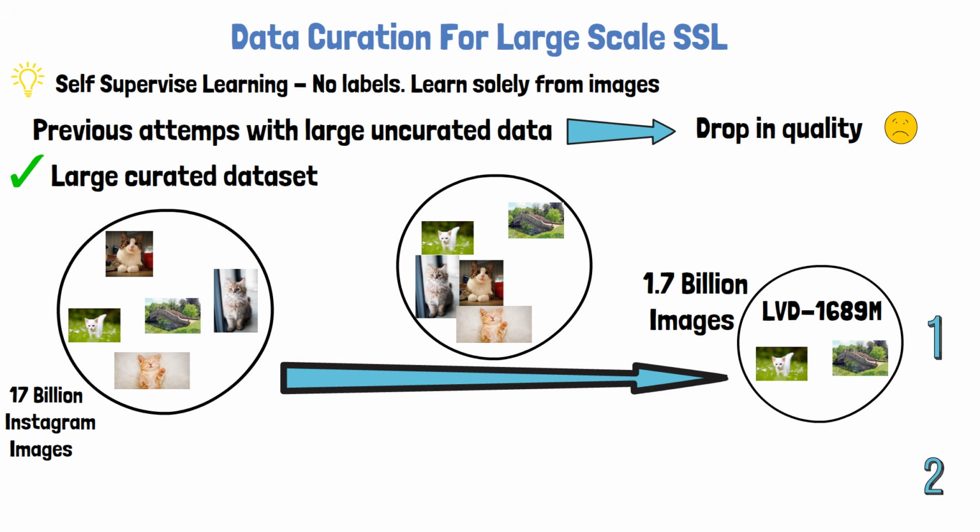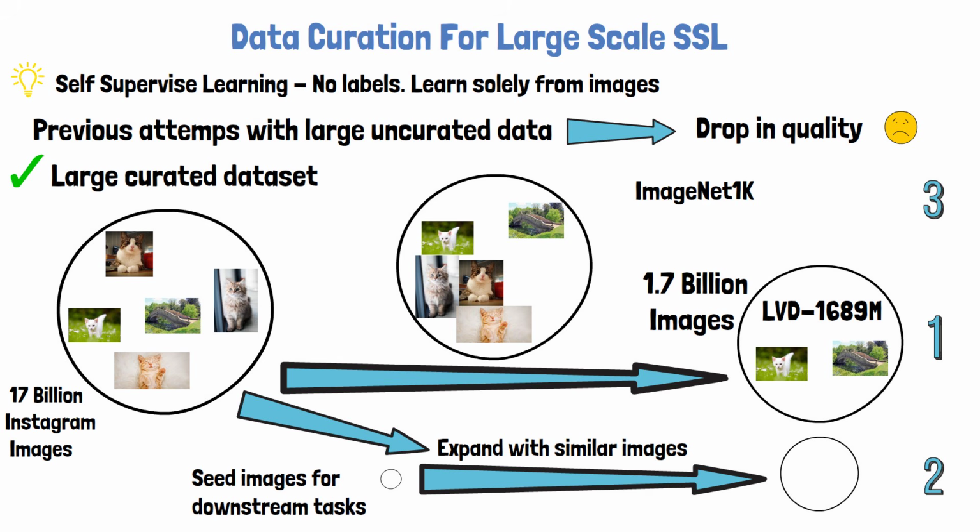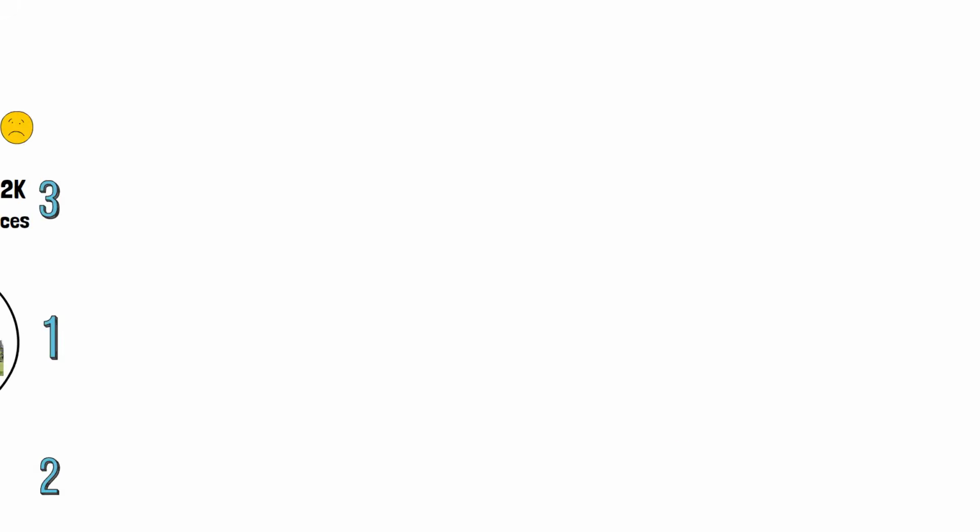For the second dataset, the researchers take a seed set of images that are particularly useful for specific downstream tasks and expand it with similar images from the Instagram pool. The third part is based on publicly available datasets such as ImageNet 1K, ImageNet 22K, and Mapillary street level sequences. During training, these sources are mixed. 10% of all batches are homogeneous and include only ImageNet 1K samples, and all other batches randomly mix data from all datasets. Let's now move on to talk about the training process.